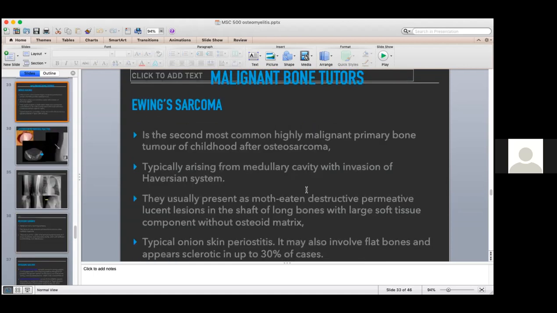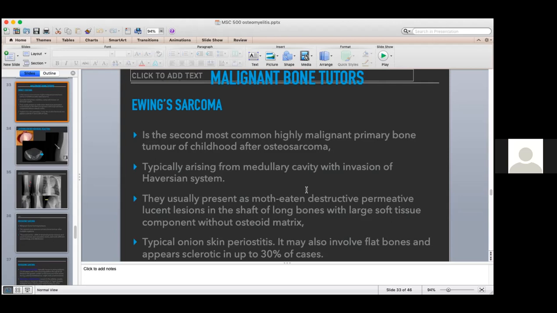Okay, Ewing sarcoma. So now I'll look at the malignant bone tumors. I'll look at two malignant bone tumors, that is osteogenic sarcoma and Ewing sarcoma. Ewing sarcoma is the second most common highly malignant bone tumor in children, after osteosarcoma or osteogenic sarcoma. But when you rank all the tumors, grown-ups and children, then you'll have multiple myeloma being the first one, then osteogenic sarcoma being number 2.